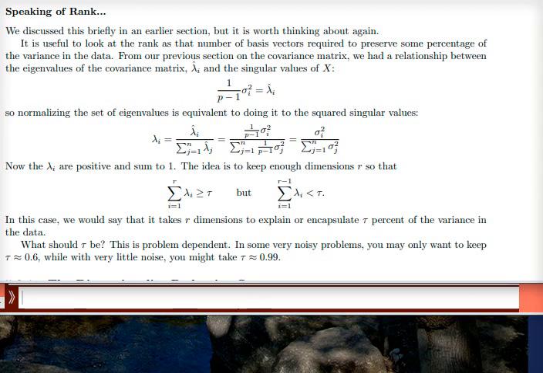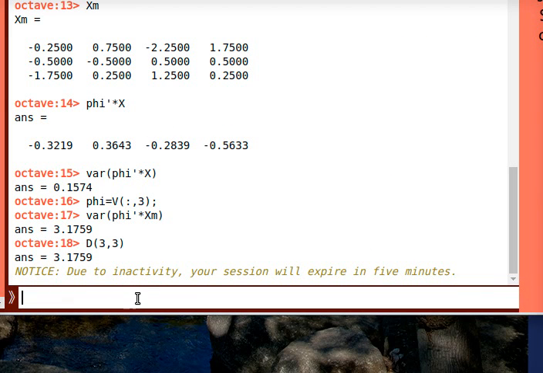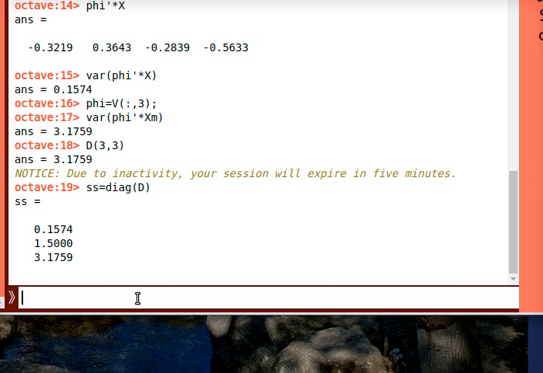So what did we say? How much variance is retained by keeping the first two eigenvalues or eigenvectors? That would be the sum of the first two normalized eigenvalues of the covariance matrix. So let's take a look at those again. Those are in D, so let me put those in a diagonal matrix vector, diag D. Okay, so those are our three eigenvalues. Notice they are in the wrong order. So let's go ahead and reorder.